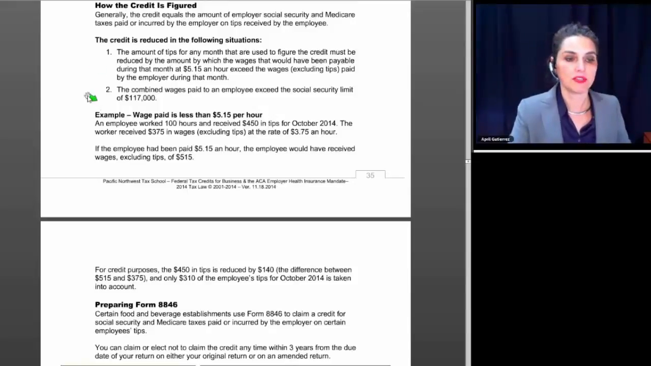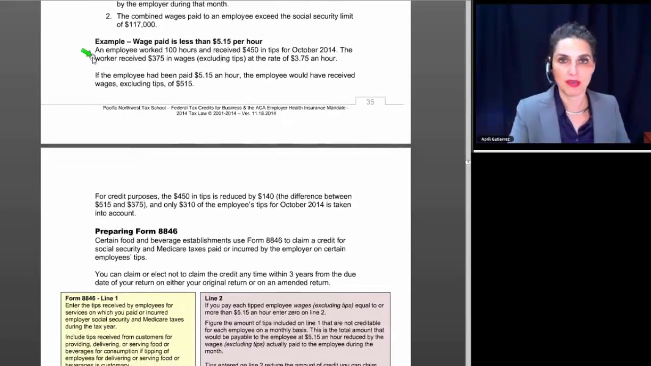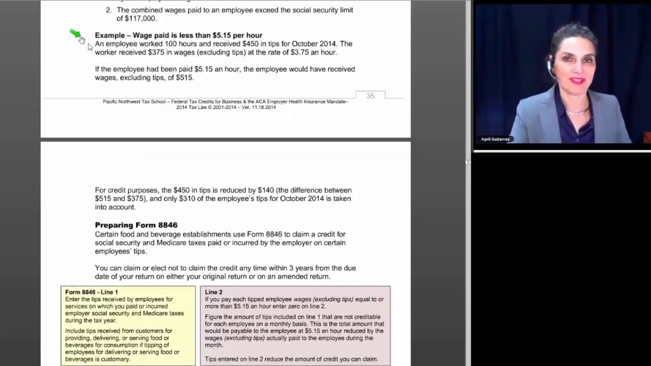And then the combined wages paid to an employee, if they exceed the Social Security limit, obviously you can't claim a credit for wages that exceed that amount. Not too common with people working in restaurants anyway to exceed that amount, although I suppose it's theoretically possible.